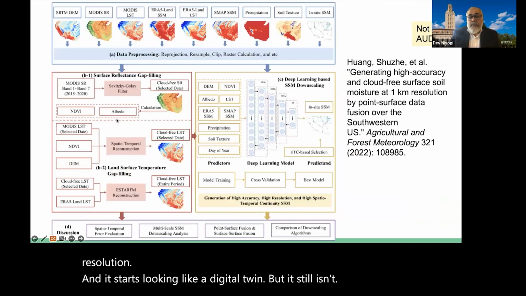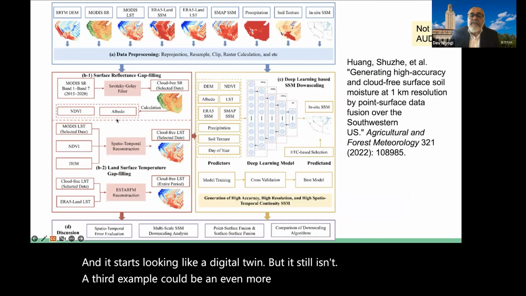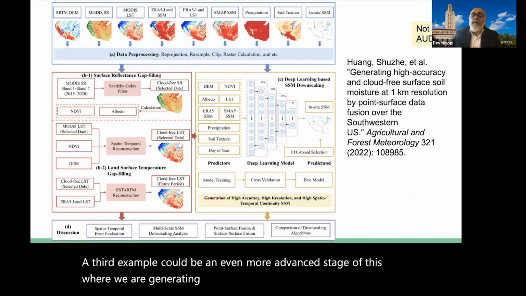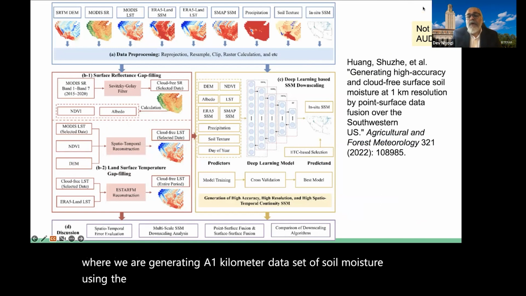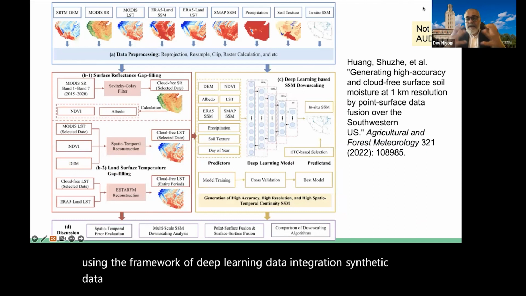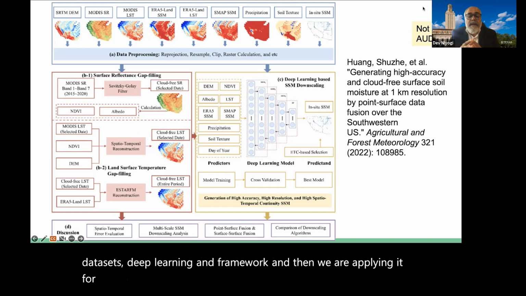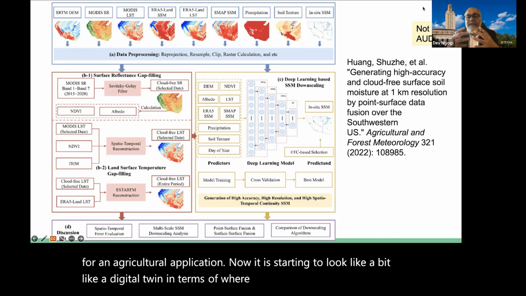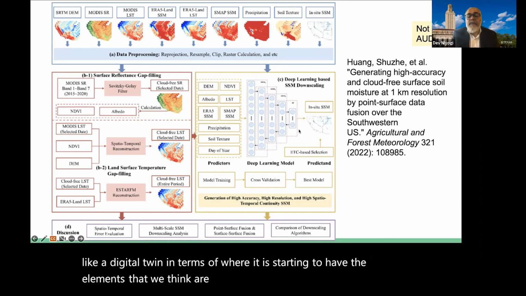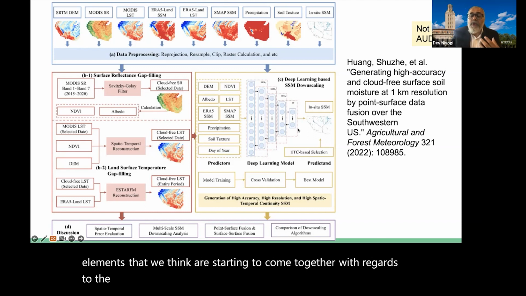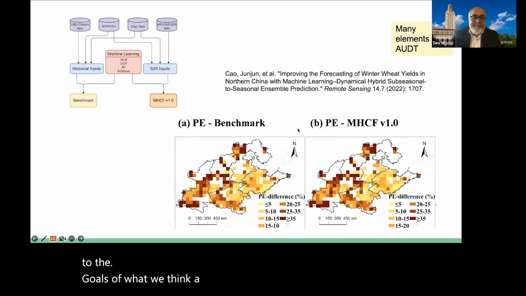A third example could be an even more advanced stage of this, where we are generating a 1 kilometer data set of soil moisture using the framework of deep learning, data integration, and synthetic data sets. And then we are applying it for an agricultural application. Now it is starting to look a bit like a digital twin, in terms of having the elements that we think are starting to come together with regards to the goals of what we think a digital twin could be.